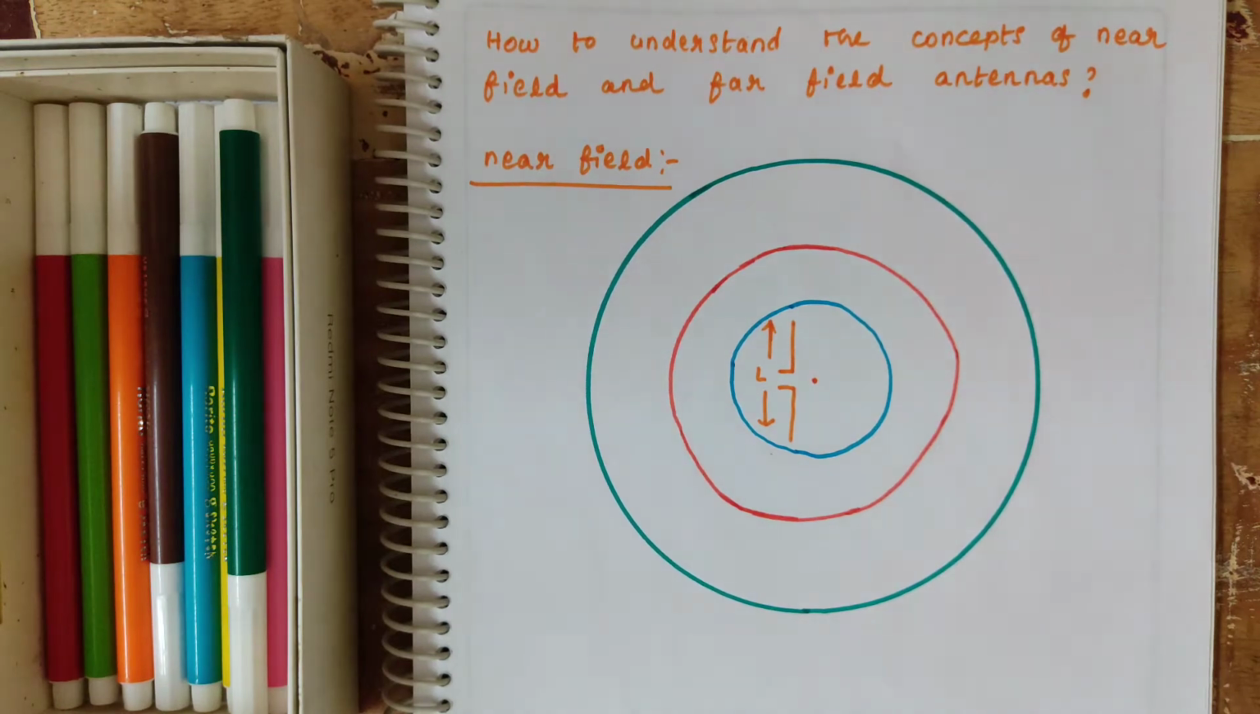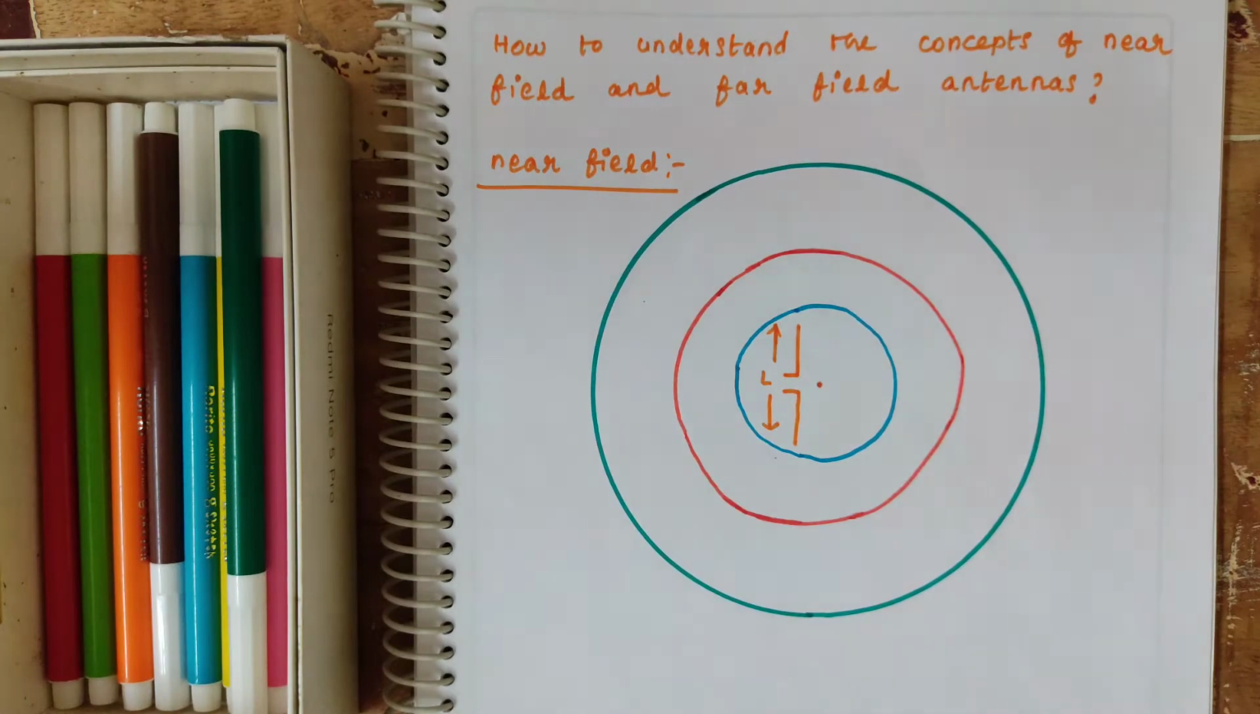Today's topic is how to understand the concept of near field and far field antennas. First of all, we have to start at the beginning. The radiation intensity when measured near the antenna differs from what is measured away from the antenna. Though the area is away from the antenna, it is considered effective as radiation intensity is still high there.